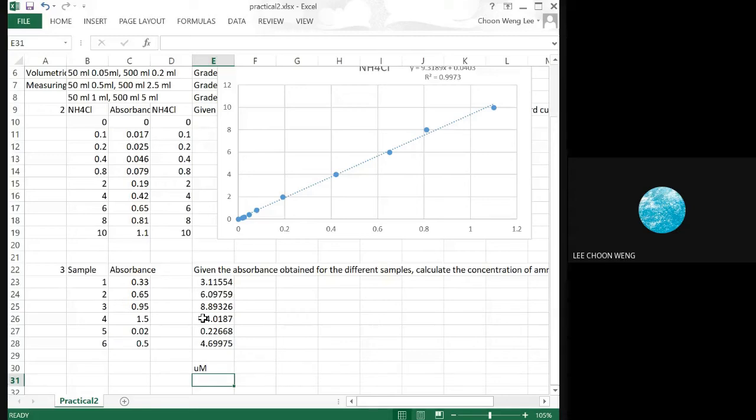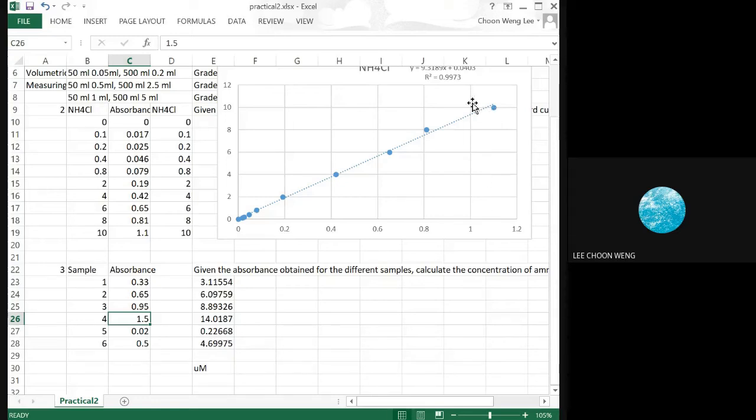Yes, Nordiana is correct. Sample 4, the absorbance, not the value, but the absorbance is too high, 1.5. If you remember the Beer-Lambert law, high absorbance is usually not accurate, and it is better to dilute your sample before running your experiment. But not only that, the standard curve that you generated, the range is only until 1.1.